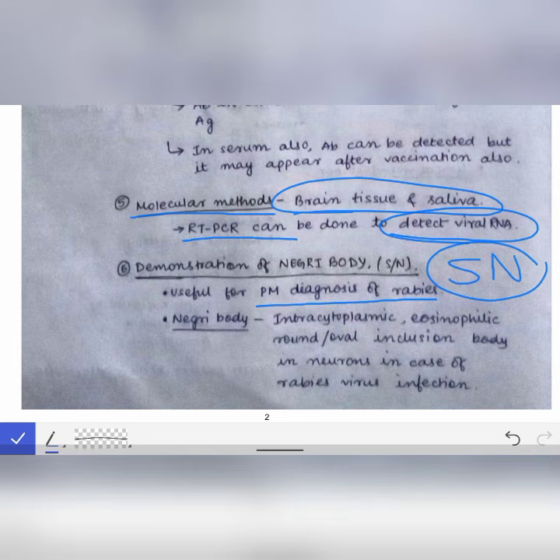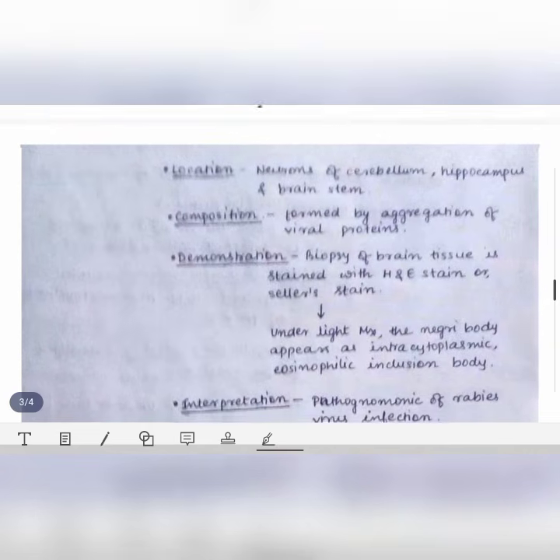Now, what are those Negri bodies? What is the definition of the Negri bodies? Negri bodies are intracytoplasmic, eosinophilic, meaning somewhat red colored, round or oval inclusion bodies in the neurons, which are seen in case of rabies virus infections.